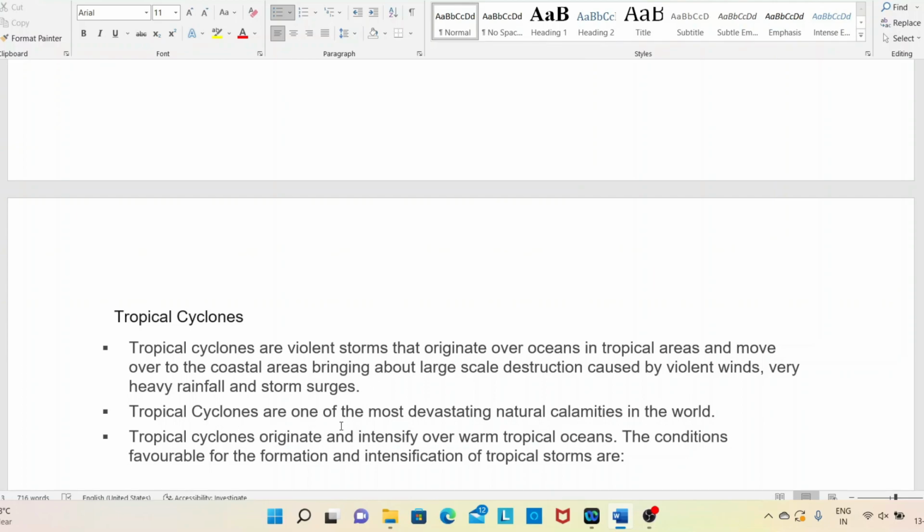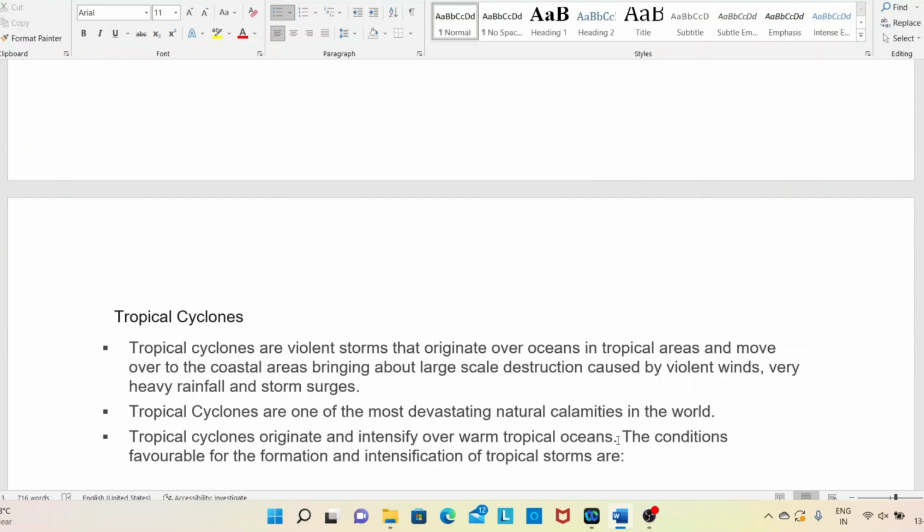Tropical cyclones are one of the most devastating natural calamities in the world, and they originate and intensify over warm tropical oceans.